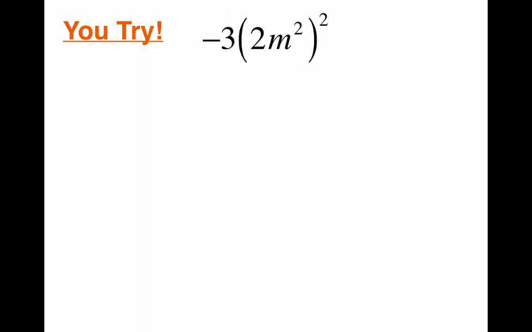All right, your turn to try. I'd like you to take this problem and expand it and simplify it. Negative 3 parentheses 2m squared squared. Hit the pause button on your device and go ahead and try.